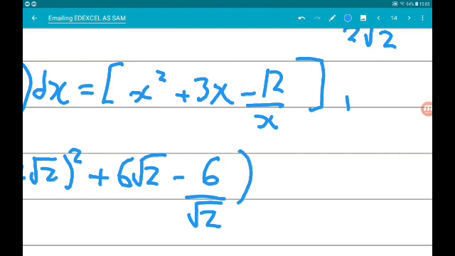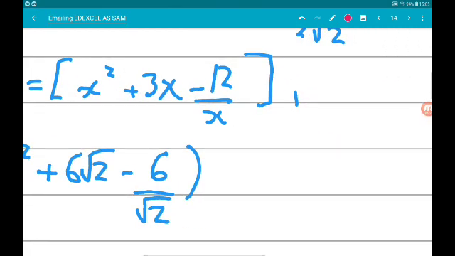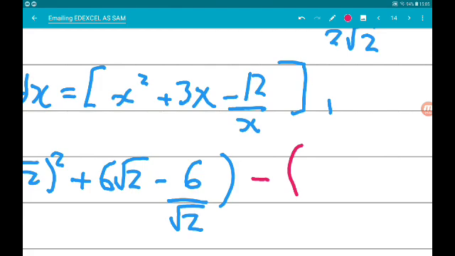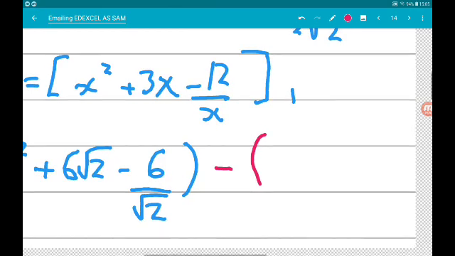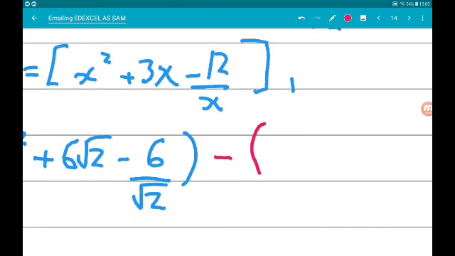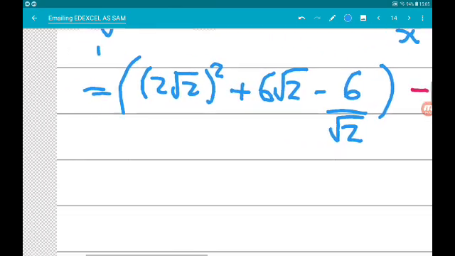Okay, so that's our first bracket. And then we subtract what we get when we substitute x equals 1. So this is a lot nicer. 1 squared is 1. Add 3 times 1, that's 4. And then we got minus 12 divided by 1, so that's minus 12. So we've got 4 minus 12, that's minus 8. Okay, that's the first bracket.